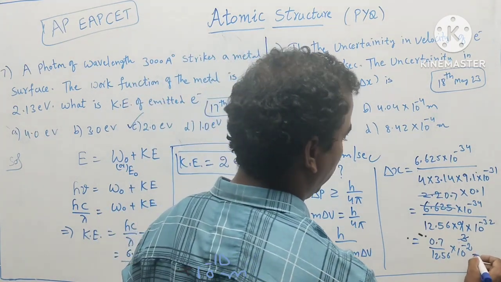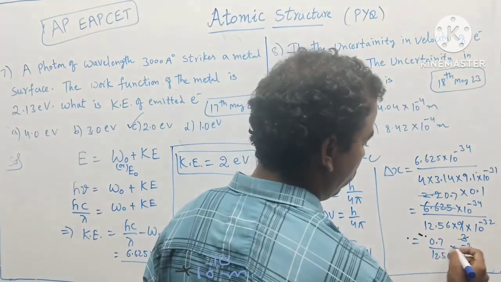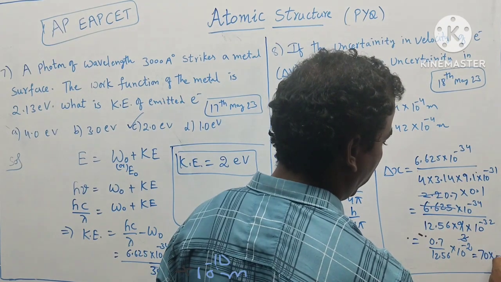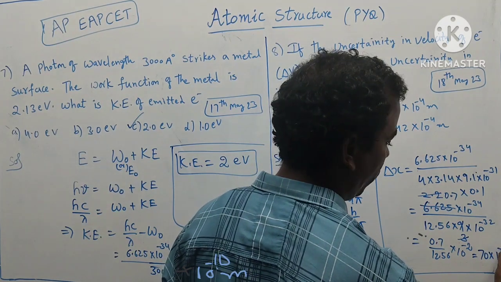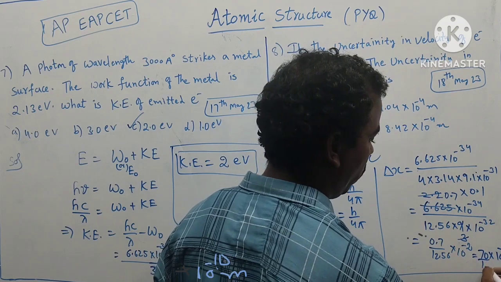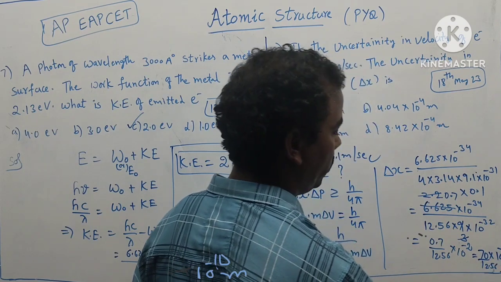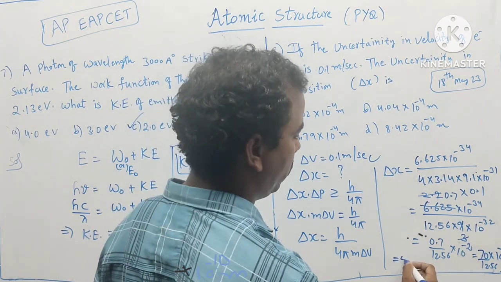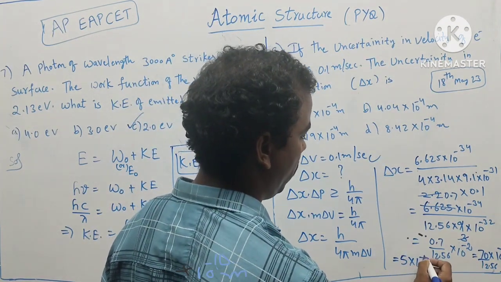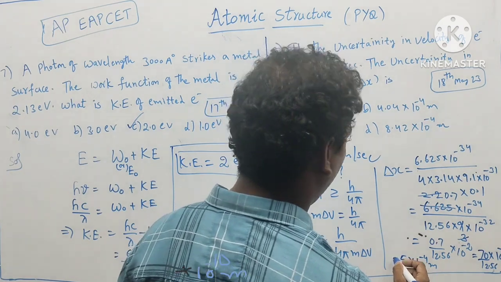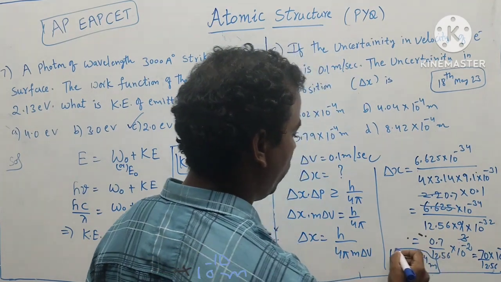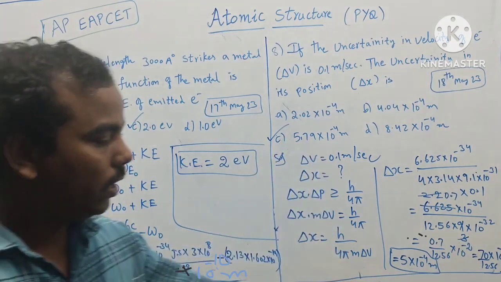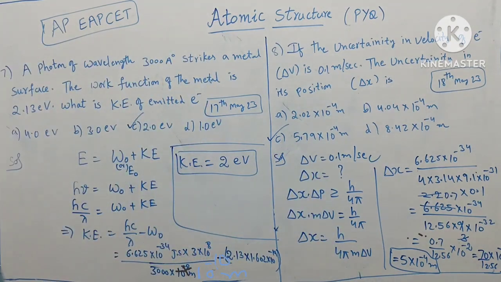So this value nearly 0.7 is converted to 70 into 10 power minus 2. That means 10 power minus 2 into 10 power minus 2, 10 power minus 4 by 12.56. 12.56 in 70, how many times? Nearly 5 times. 5 into 10 power minus 4 meters. So answer is 5 into 10 power minus 4. So answer C, the nearer value. So not this one.